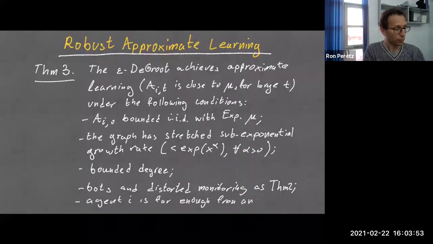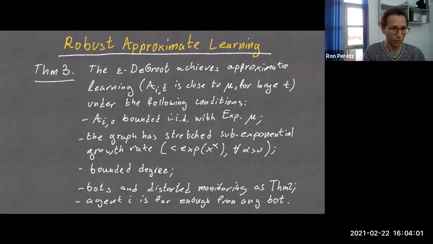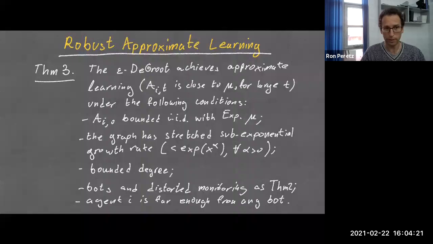And the agent for which approximate learning does happen must be far enough from any bot. So there is a certain radius of influence for the bots. So each bot has a certain radius of influence. The neighbors of the bot or agents very close to the bot, they will be influenced by the bot. But those far away from the bot will not be influenced.